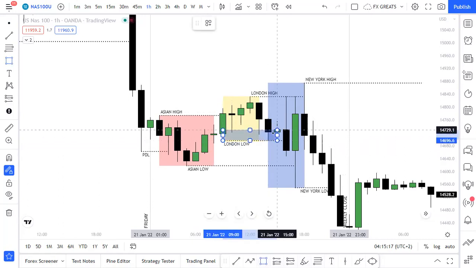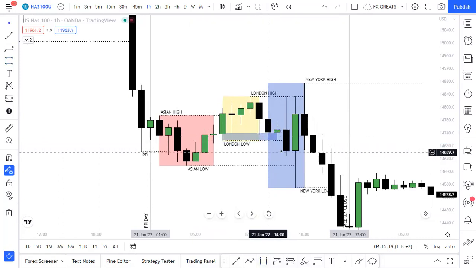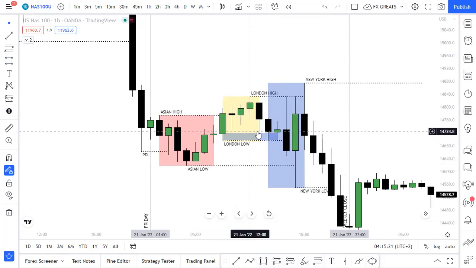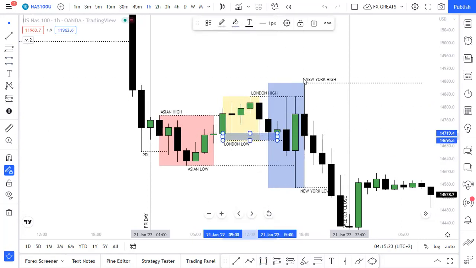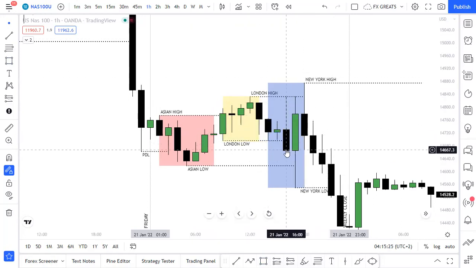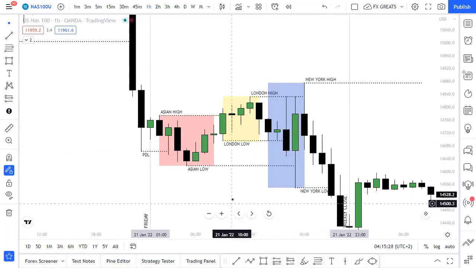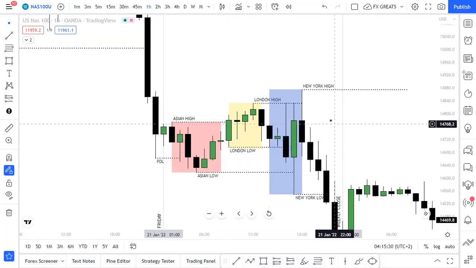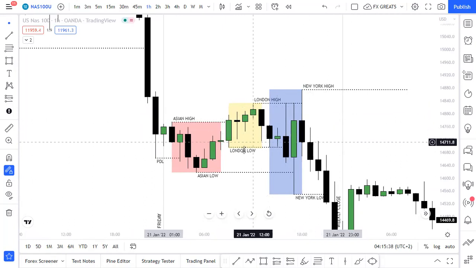Because people from here, they were having what? They're having support. As you can see, we gave them that buy, and then after giving them that buy, the market went down to take them out. After taking them out, the London session sponsored the move. Which move? It sponsored the move that both took out the Asian low.